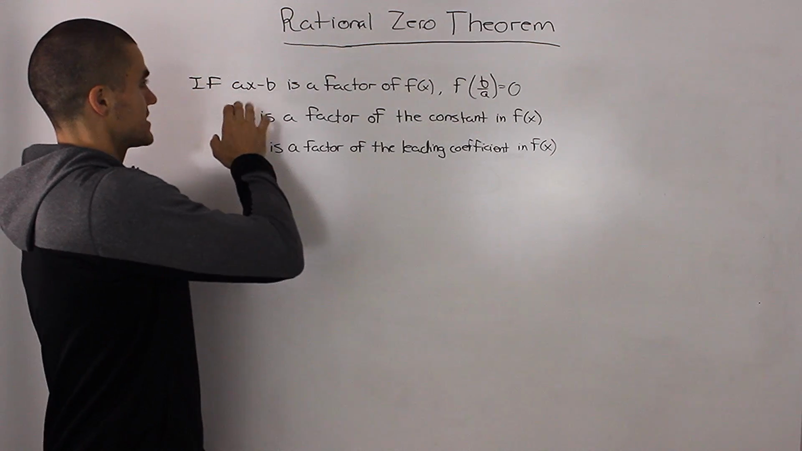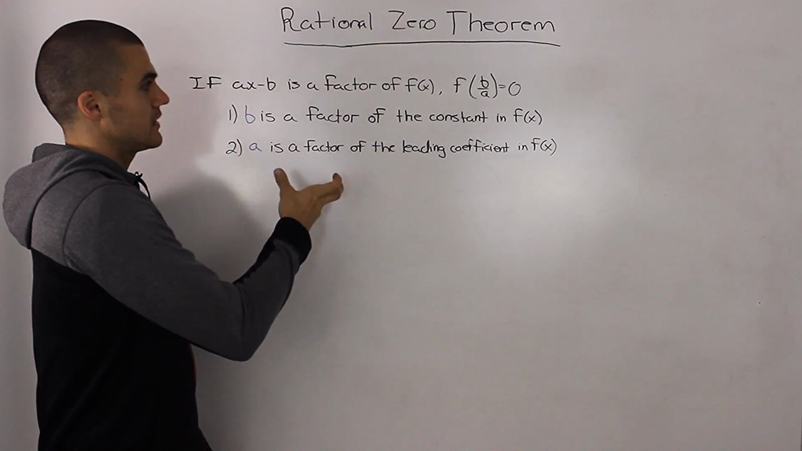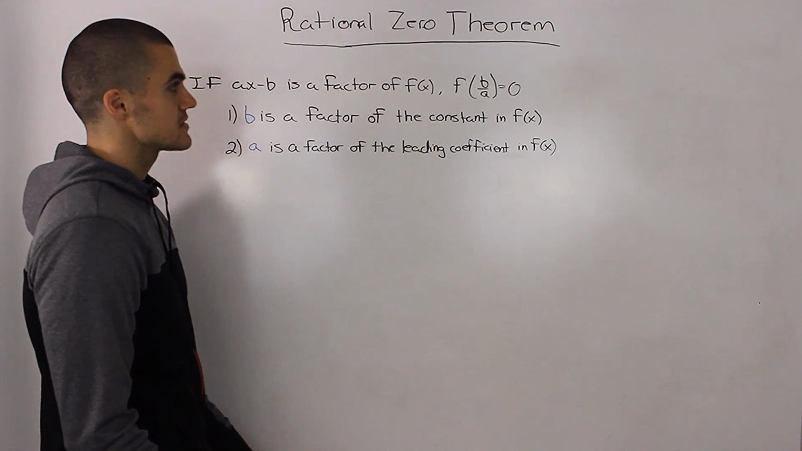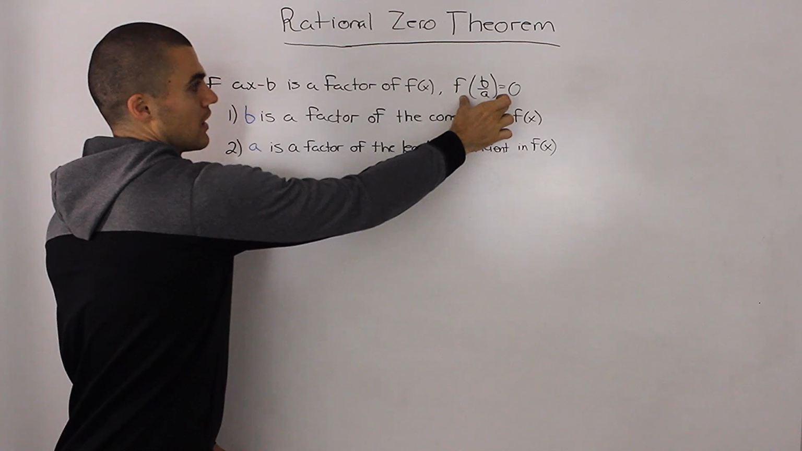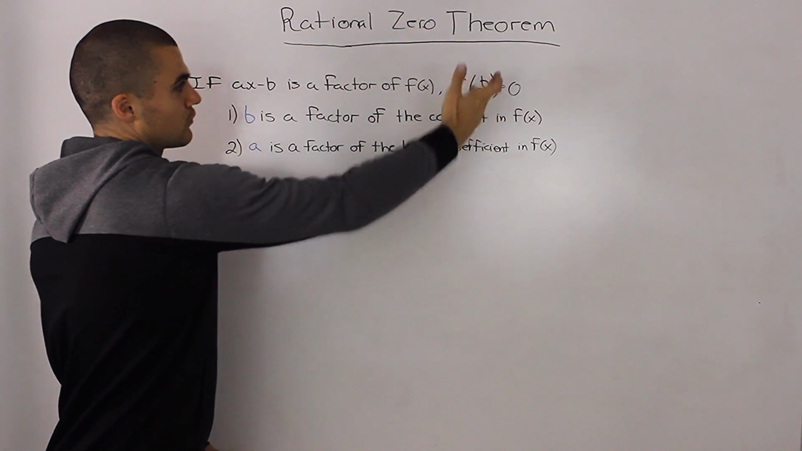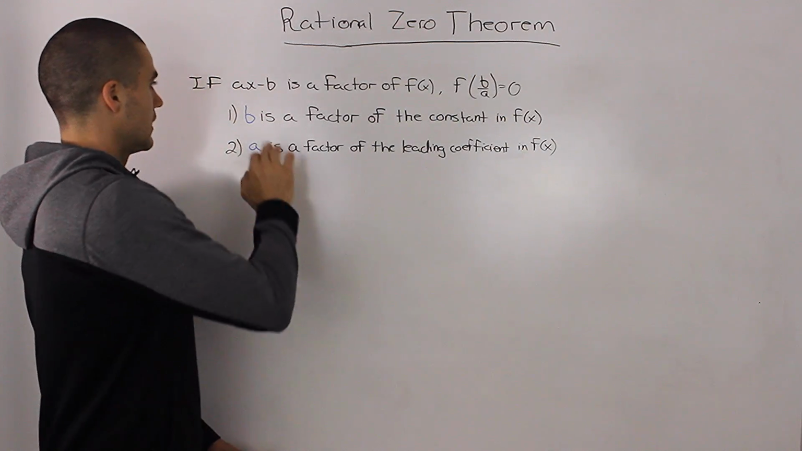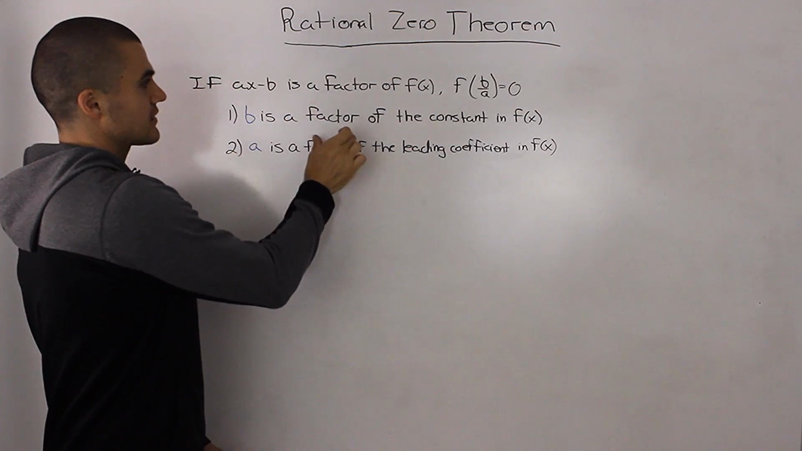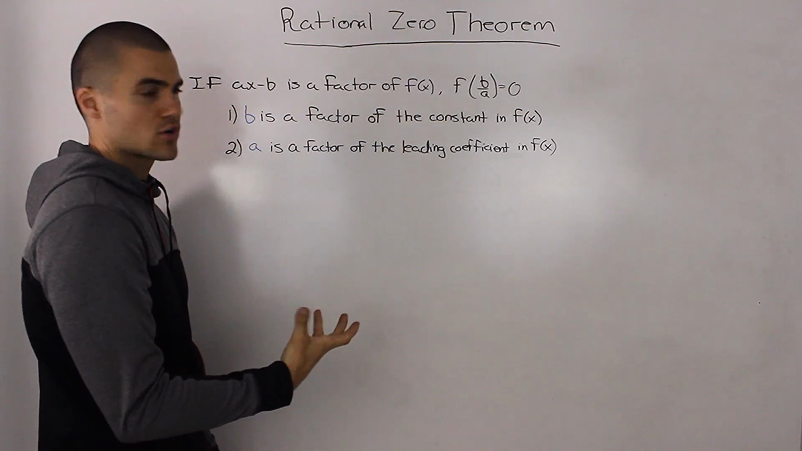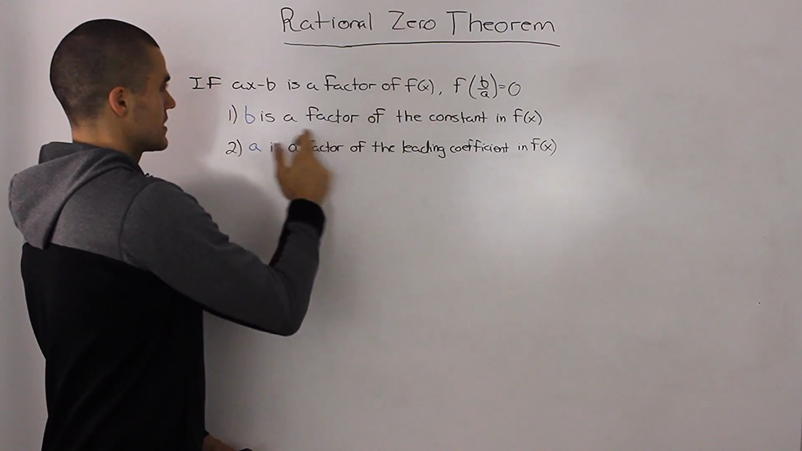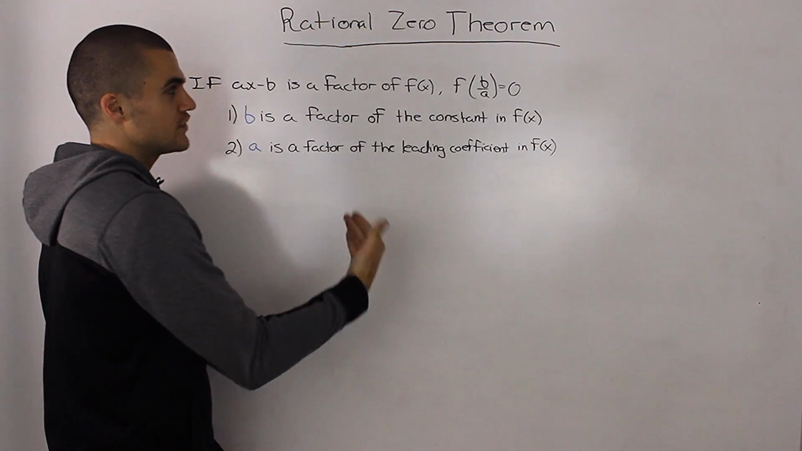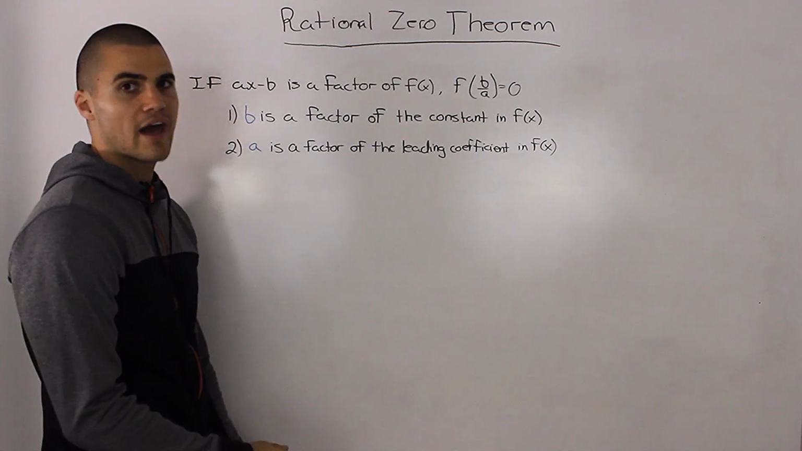So it basically states if ax minus b is a factor of a polynomial f of x, or with the factor theorem, f of b over a is equal to 0, all that means is that this b value here is a factor of the constant term in f of x, and the a value is a factor of the leading coefficient in the polynomial f of x.